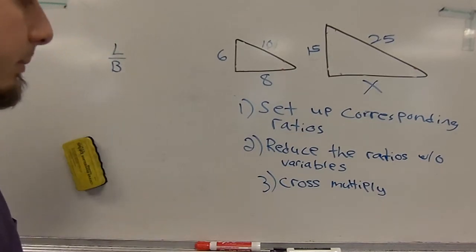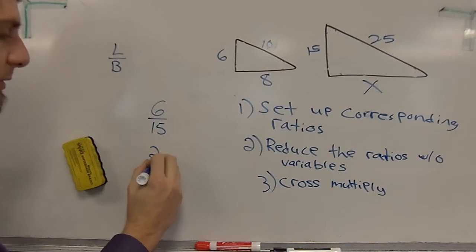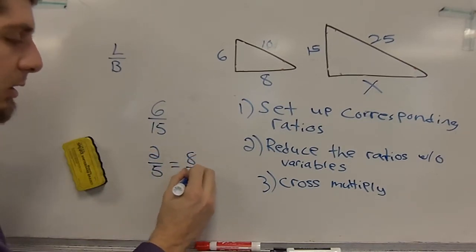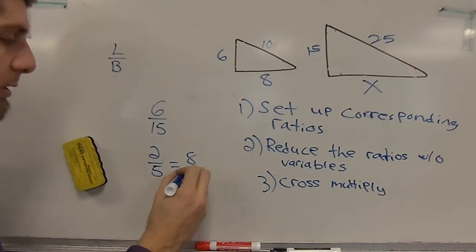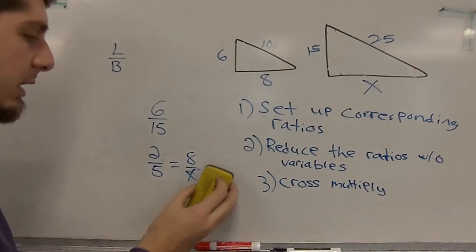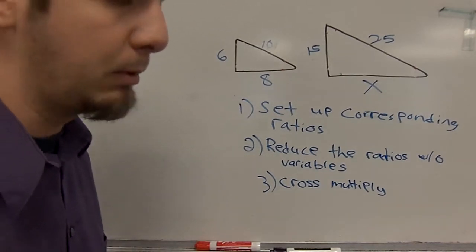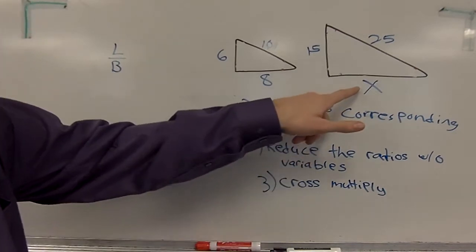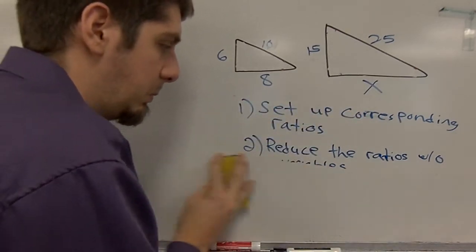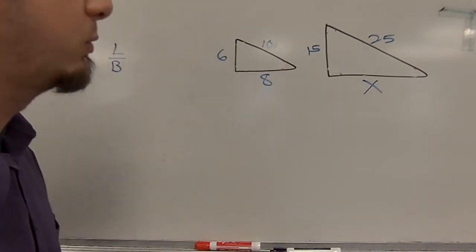So I had the 6 over 15ths, I reduced it to 2 over 5, so then I cross multiplied the 2 over 5 with the 8 over x. Okay, because the 8 over x had my variable in it. There's no point in cross multiplying two fractions if you don't have a variable in one of them, because the variable represents what we're looking for. It's the missing piece.